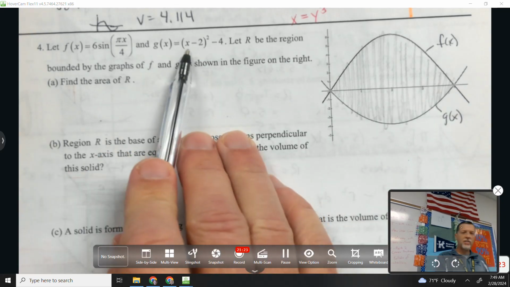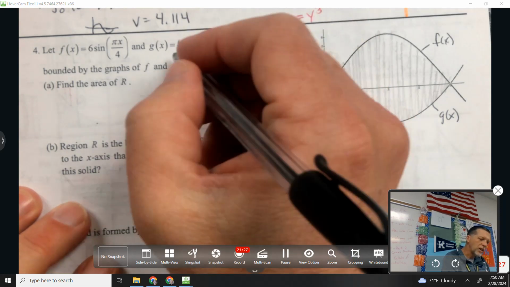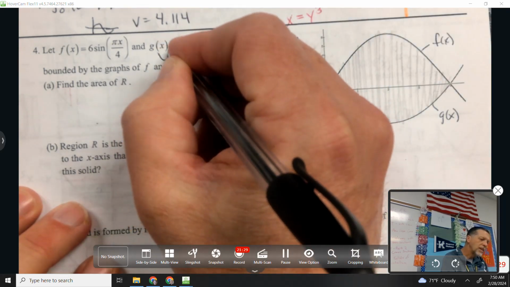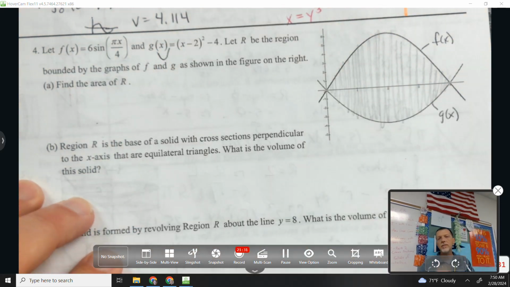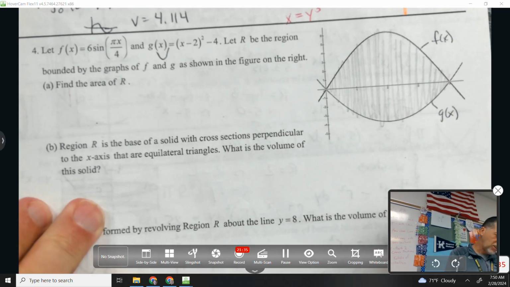Another way is that's an upward-facing parabola. So yeah, the -2 and -4 maybe are strange, but it's an upward-facing parabola. Okay, so I figured out who f and g are.